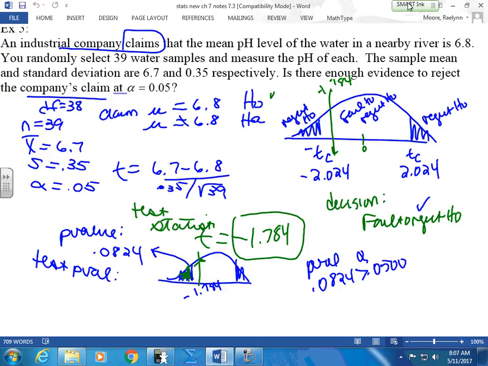Okay? But your calculator takes care of that. You don't have to divide anything. If you use your calculator in your table, there's nothing you have to double or divide.